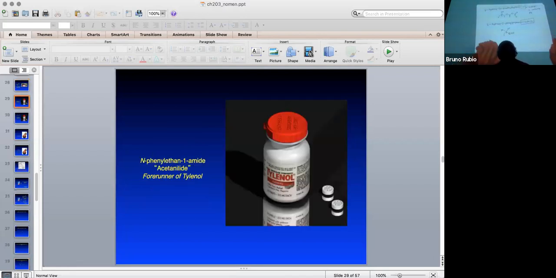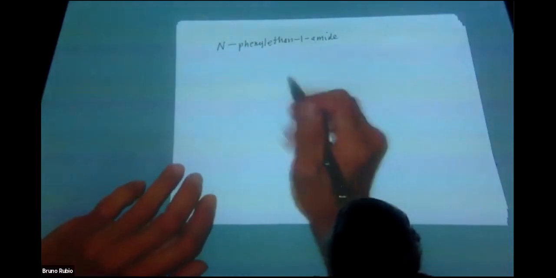Okay. So let's do maybe a couple more. All right. Now this is going to be an amide. This is another carbon-containing functional group. N-phenyl ethane 1 amide. All right. So this is a forerunner of Tylenol. It used to be used as a painkiller, but it's way too toxic to the liver, so it was replaced by Tylenol. Okay, so what is the parent here?